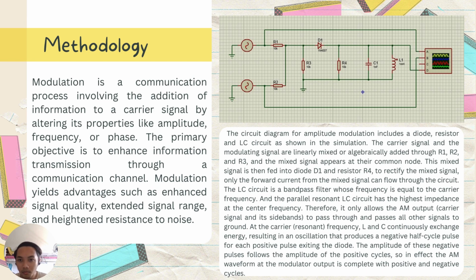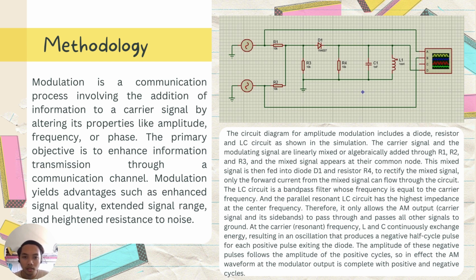Hi, my name is Muhammad Fib Hasman, and I will explain about methodology. Modulation is a communication process involving the addition of information to a carrier signal by altering its properties like amplitude, frequency, or phase. The primary objective is to enhance information transmission through a communication channel. Modulation yields advantages such as enhanced signal quality, extended signal range, and heightened resistance to noise.